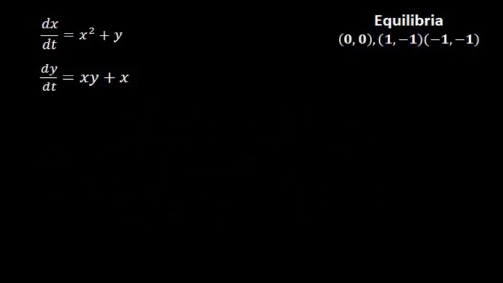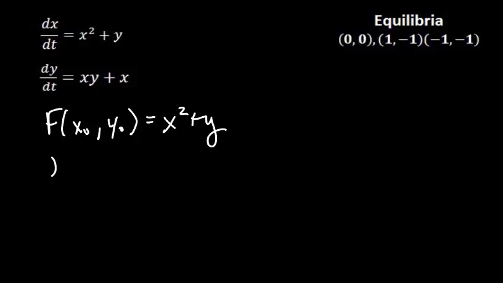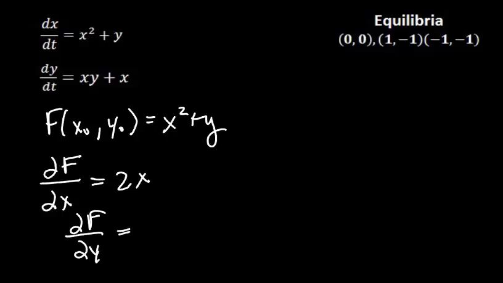Now that I've laid down how we go about doing this, I think the best way to get stuff done is to start finding our partial derivatives. Let's start with the partial derivatives with respect to x and y of our f of x sub 0, y sub 0 function. We know our original f is equal to x squared plus y, and we know how to take partial derivatives from our last video. So df/dx with respect to x is equal to 2x, and df/dy is equal to just 1.